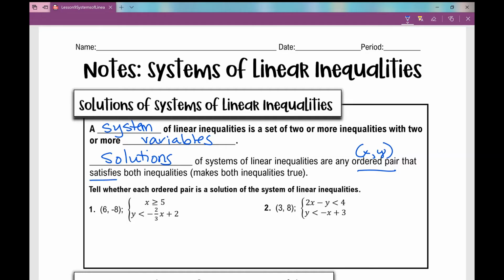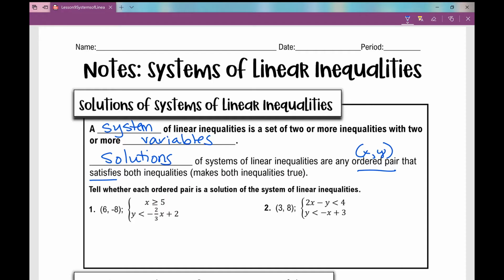So what does that mean? It makes both inequalities true. So just like we did in the linear inequality lesson where we plugged in the x and y value into one linear inequality and we said, is this a true statement or is this not? You have to plug that ordered pair into both linear inequalities. It has to satisfy both linear inequalities, meaning it has to be true for both of them.